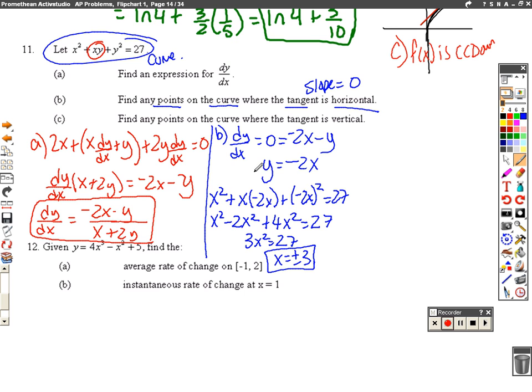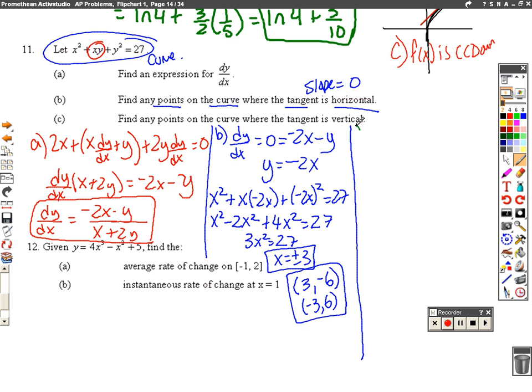Or in fact, we can actually just use this. If y is equal to negative 2x, then the point would be, if x is positive 3, then y would be negative 6. And if x is negative 3, then y would equal negative 2 times negative 3, which is positive 6. These are the 2 points on the graph where we have a horizontal tangent.